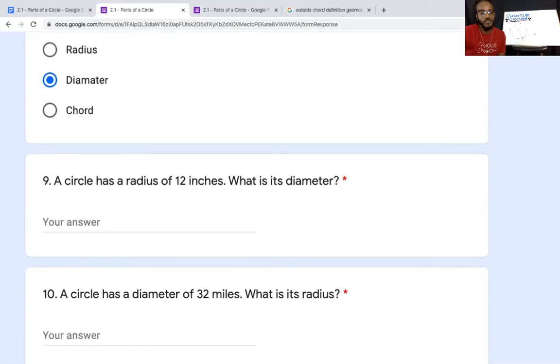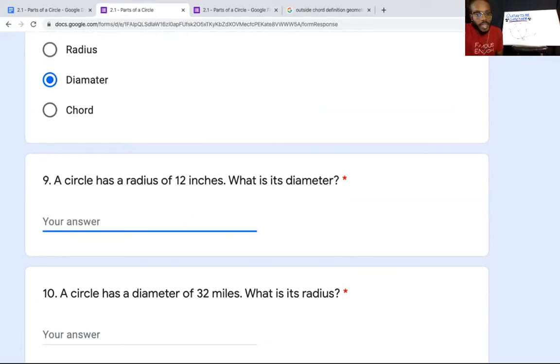A circle has a radius of 12 inches. So what is its diameter? We know that radius is 1/2 of diameter. So if we have the radius, we can find the diameter by taking the 12 inches and multiplying it by 2, which gives us 24. Our answer is 24 inches.